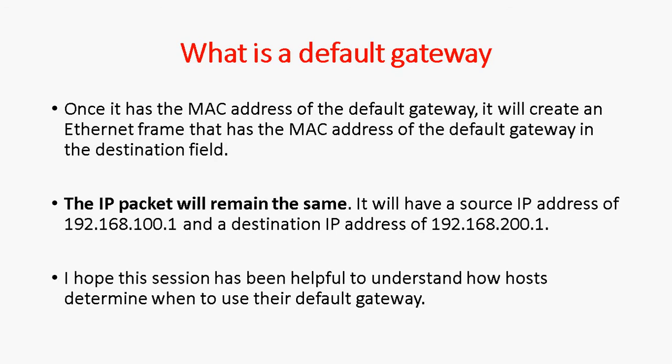Once it has the MAC address of the default gateway, it will create an Ethernet frame and put the MAC address of the default gateway in the destination field. The IP packet will be the same, the source and destination IP won't change. If they change, the packet will be dropped. So from PC1 to PC2, the source and destination IP should stay the same, but the MAC addresses will change while the packet is traveling from source to destination.